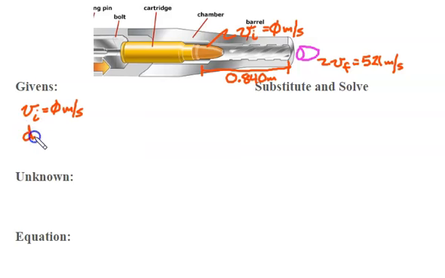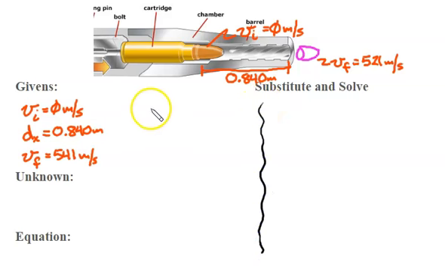Displacement in the x is 0.840 meters, and velocity final is 541 meters per second. So in order to solve both of these problems, I can use the same givens, but the unknown changes. So the first question, the unknown asks, what is the acceleration? The second question asks, what is the time?